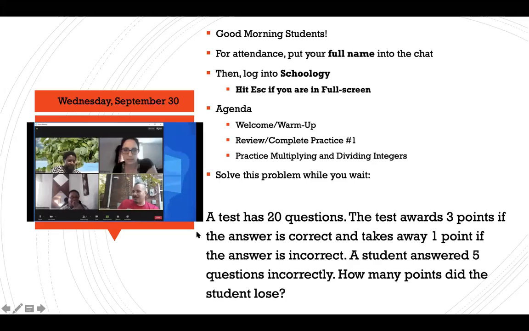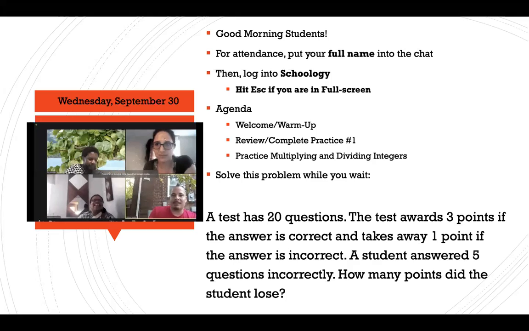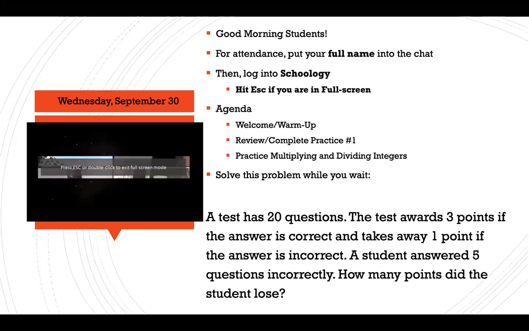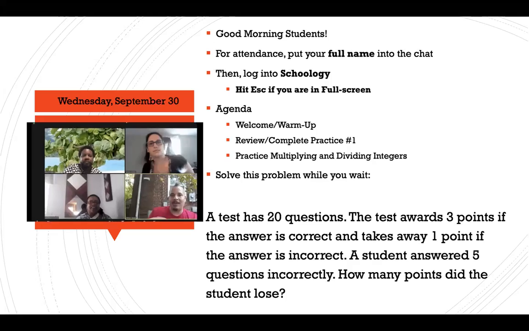So hopefully you guys can get into Schoology. There's a little gif happening there to demonstrate how to get into Schoology. When you're also in Zoom, you do have to click the escape button. So hopefully that gif will help you with that.